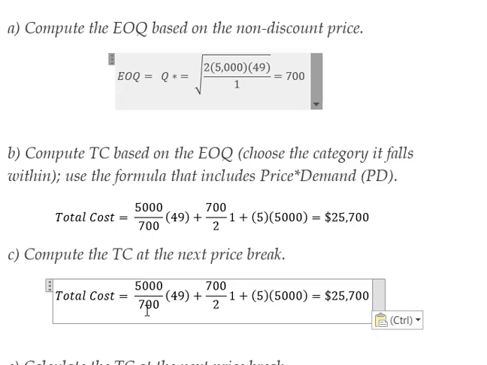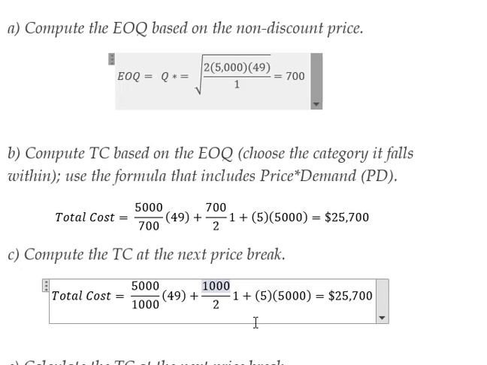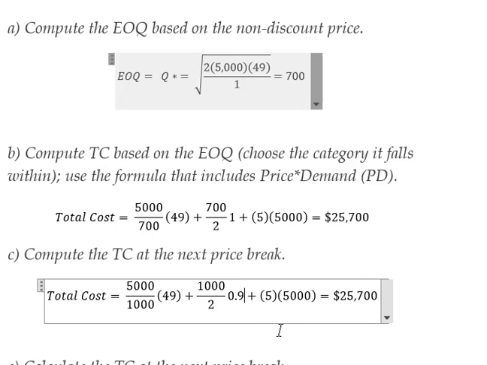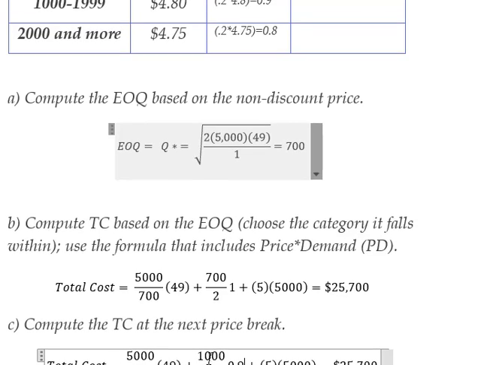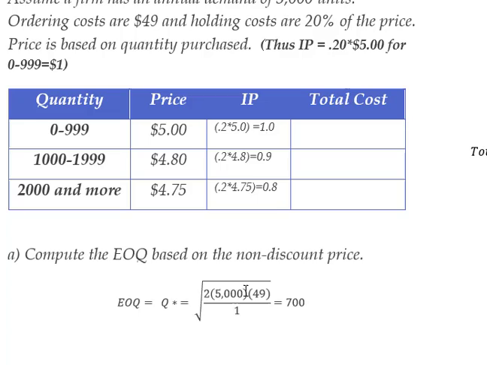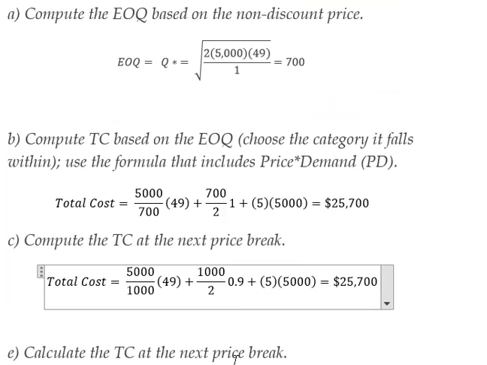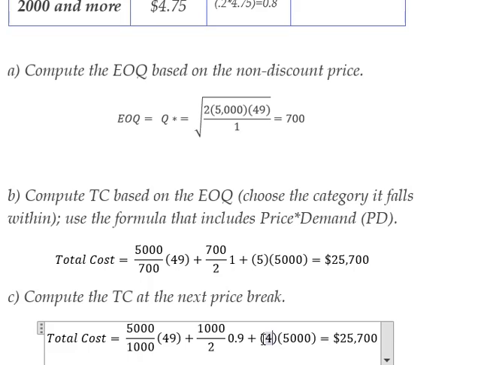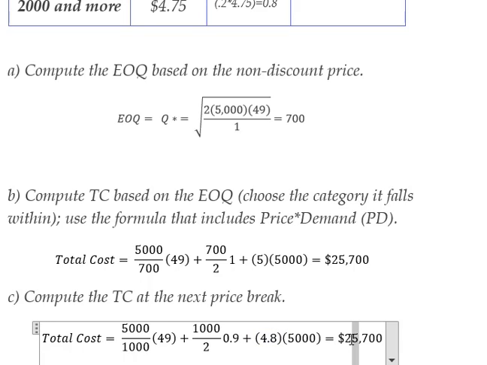The demand's going to be the same, but now we're not going to order 700, we're going to order 1,000. Because we have to order 1,000 in order to get this next price break. But now our inventory holding cost is going to change. Remember, we calculated it up here and we have 0.9 if we buy it for $4.80. And so right here we're going to replace this 5 with 4.8, and that's going to change our cost. It's going to actually bring it down a little bit to 24,686. It doesn't go down a lot, but a little bit.